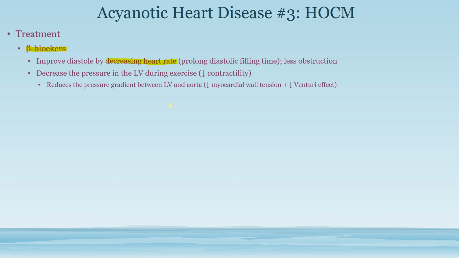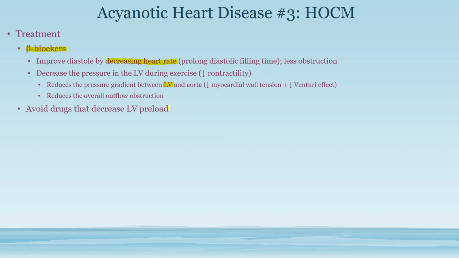Beta blockers also reduce the pressure gradient between the left ventricle and the aorta. But they'll be doing that by decreasing the amount of wall tension and decreasing the contractility force inside the left ventricle. That'll cause decreased myocardial wall tension and a decreased Venturi effect because you'll be opening up the outflow tract. So beta blockers are very important for multiple reasons in hypertrophic obstructive cardiomyopathy.